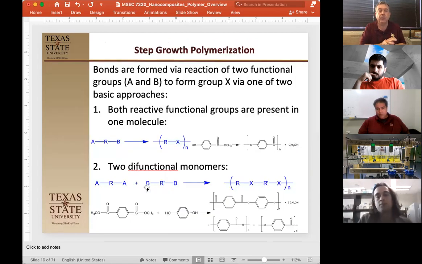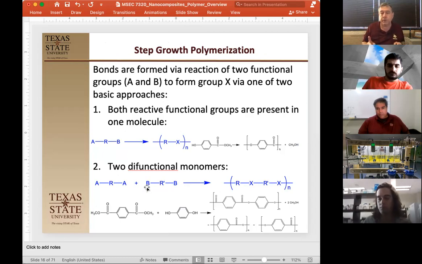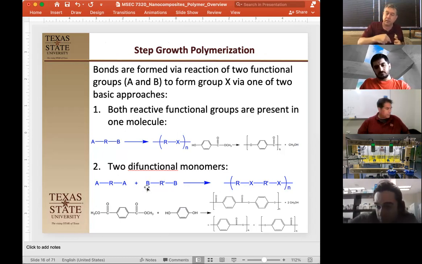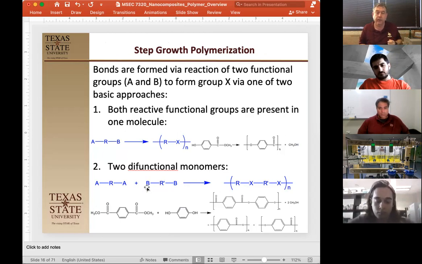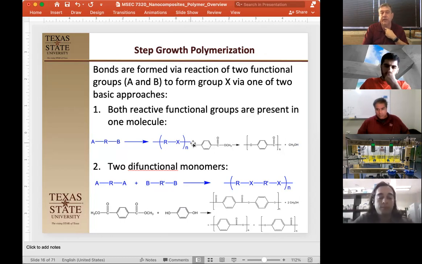Okay, so the general concept in step growth is we typically have 2 different functional groups. They can be on the same monomer, or they can be on 2 different monomers, but you typically have 2 different functional groups, and those will react with each other to form the new backbone. So in the case of this one, they're both on the same molecule. This is a benzoic acid derivative, and we have an ester here and an OH.